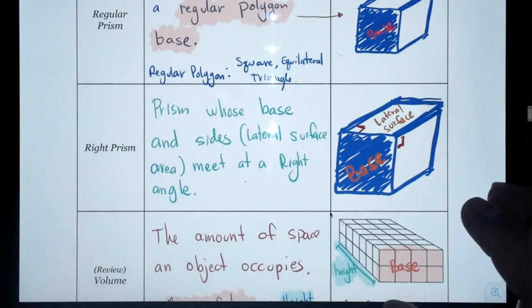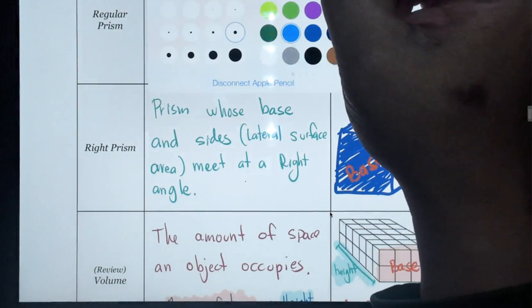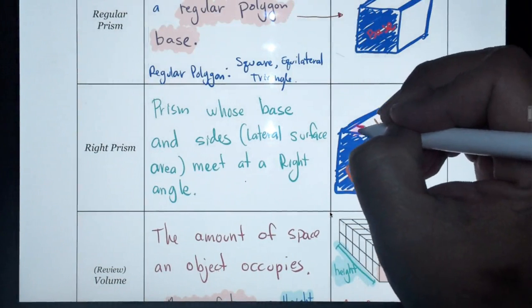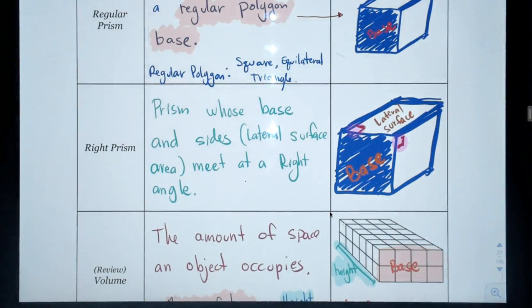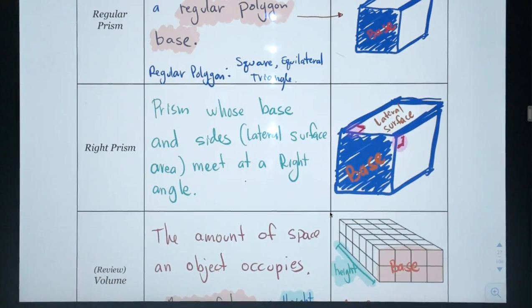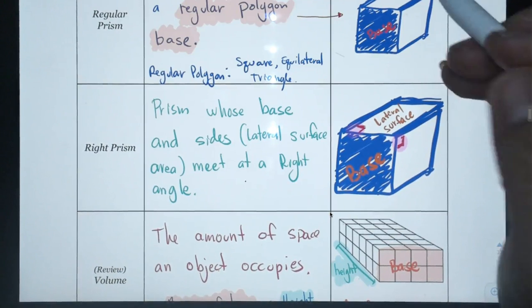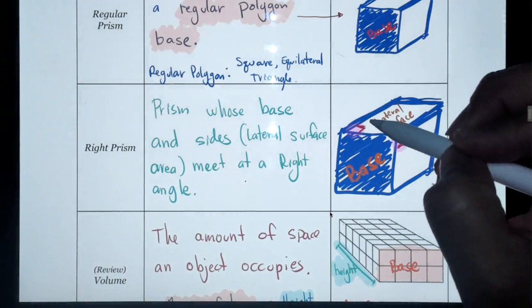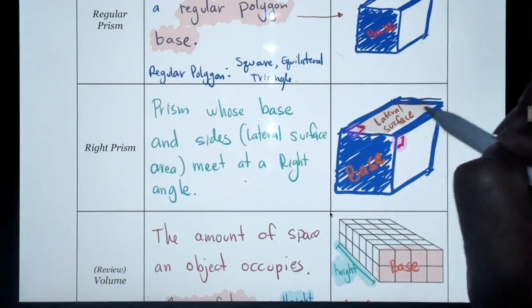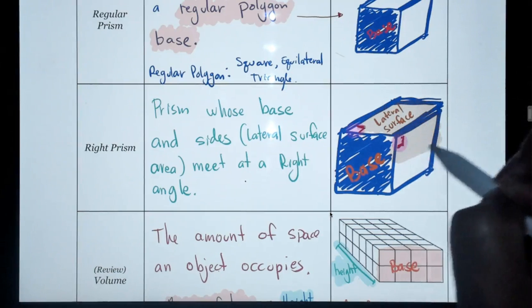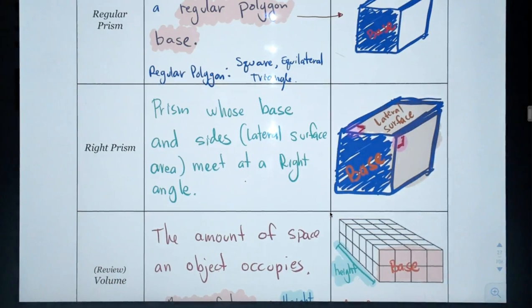A right prism is talking specifically about the base meeting the lateral surface area at a 90-degree angle. So I used the same drawing, and I made sure that there was a marking for a right angle meeting the lateral surface area. The lateral surface area I'll highlight in this wonderful brown color. So that's my lateral surface area, the part in between the two identical bases. Those should all be rectangles.